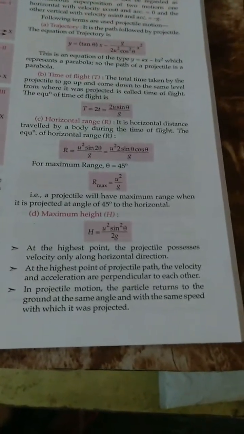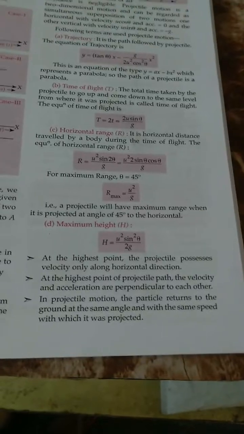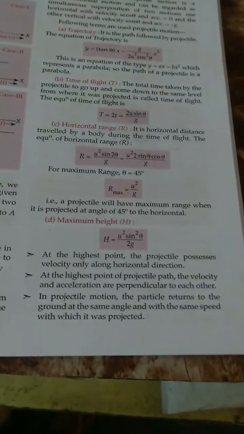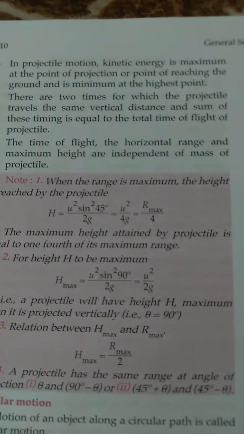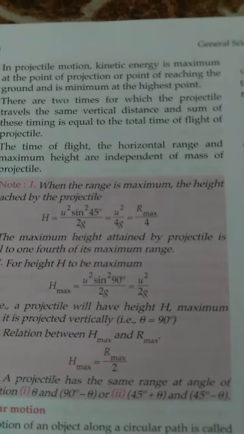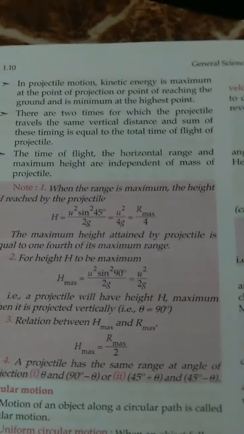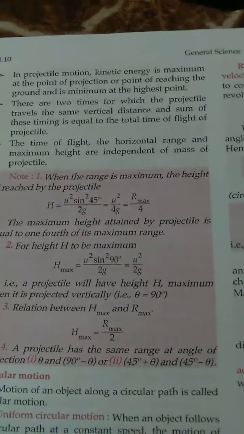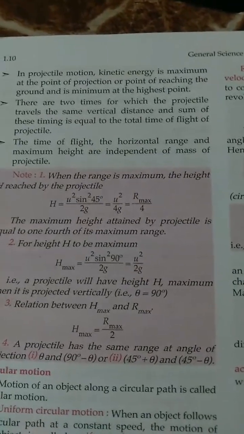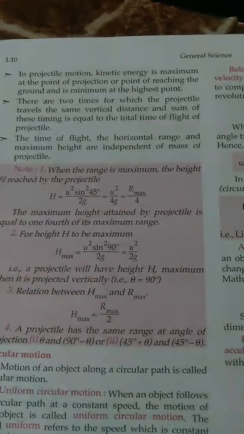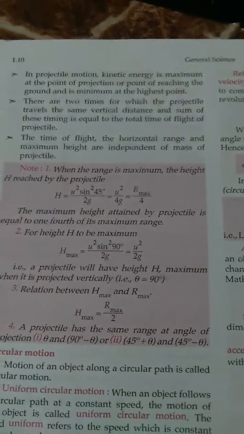In projectile motion, the particle returns to the ground at the same angle and with the same speed with which it was projected. In projectile motion, kinetic energy is maximum at the point of projection or the point of reaching the ground, and is minimum at the highest point. There are two times for which the projectile travels the same vertical distance, and the sum of these timings is equal to the total time of flight of the projectile. The time of flight, the horizontal range, and the maximum height are independent of the mass of the projectile.